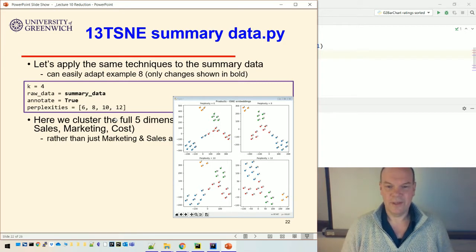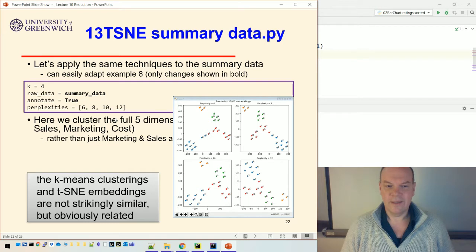Okay, so you can see that the k-means clusterings, which are represented by the color, and the tSNE embeddings are obviously related, because colors are put closely together. So all the blue ones are down here, all the red ones are here, all the green ones are here, and so on. So they're definitely related, but they're not strikingly similar. It's not quite as clear as the ratings, particularly as you get to higher perplexities. And you get some oddities like X and E looking like they should be part of the red cluster here, whereas they're actually blue according to k-means.